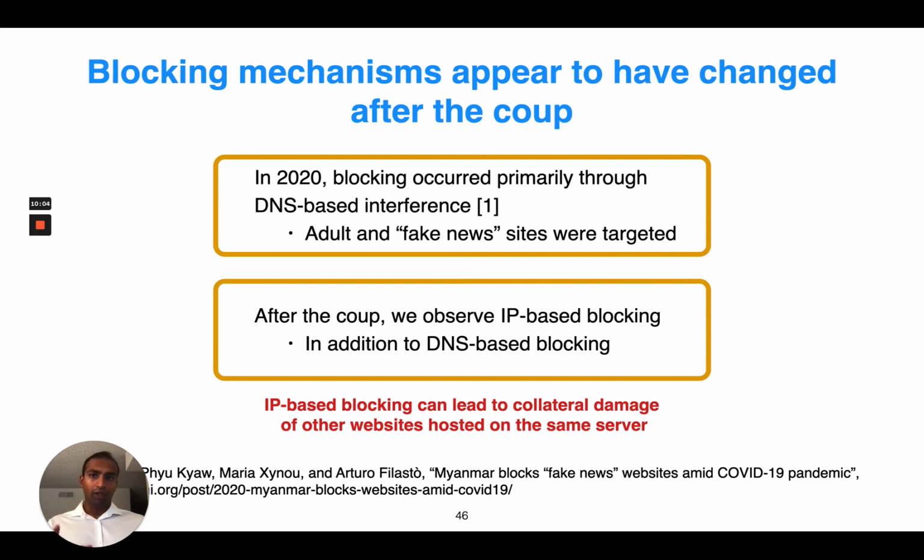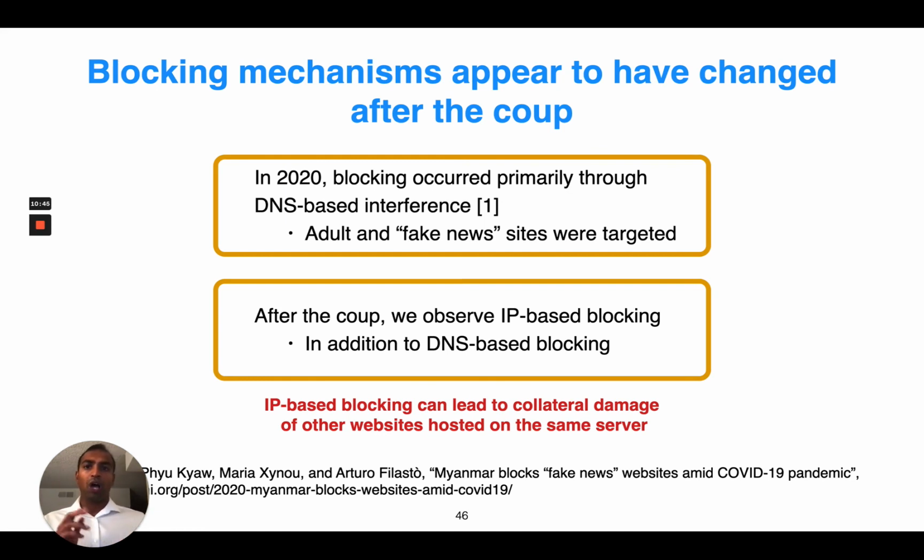We found that the blocking mechanisms appear to have changed after the coup. A study by OONI in May 2020 showed that targeted websites were primarily blocked through DNS-based interference. However, after the coup, we observed IP-based blocking, where the IP addresses of domains like Facebook, Twitter, etc. were made inaccessible. We also continue to observe DNS-based blocking, with block pages being returned, suggesting that both forms of censorship were being used. Now, IP-based blocking is a more egregious form of blocking because the same IP address is often shared by other domains, especially for services that use content delivery networks. So this can result in collateral damage for other websites hosted on the same server.